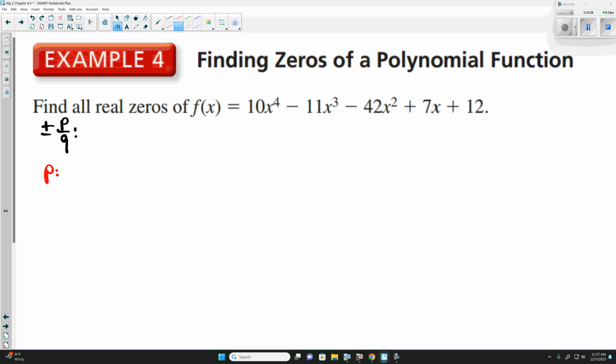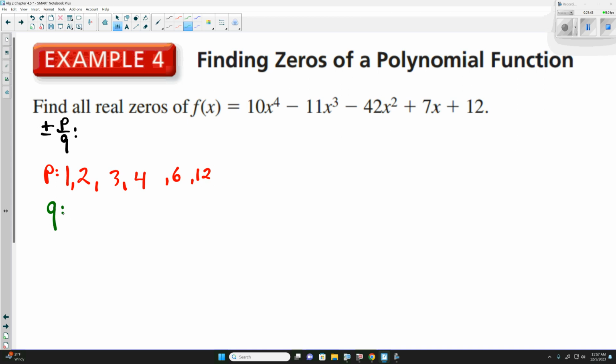So we want to solve this here. Let's find the rational zeros first. So values of p are going to be the factors of 12. Well, we're going to have 1 and 12, 2 and 6, 3 and 4. So I put a little more space than was absolutely needed, but these are all the factors of p.